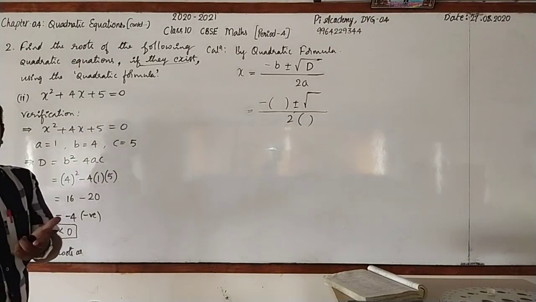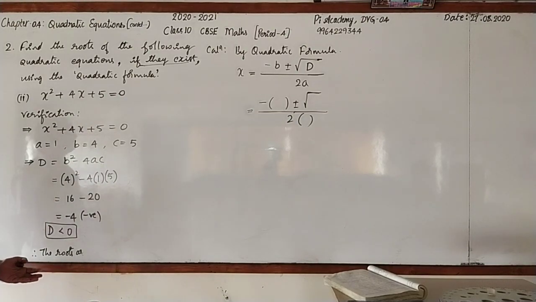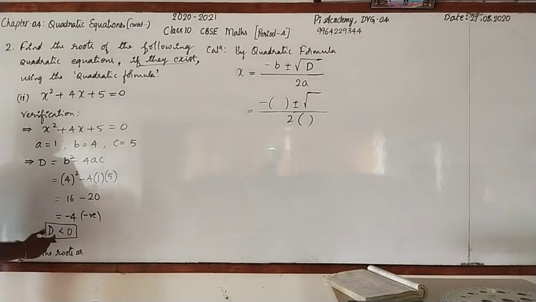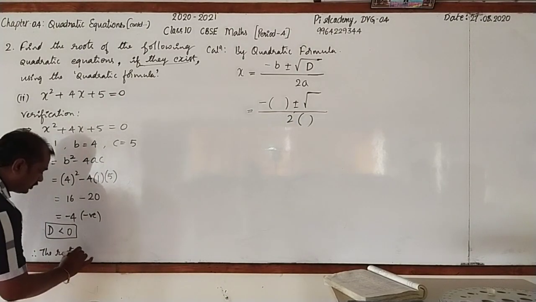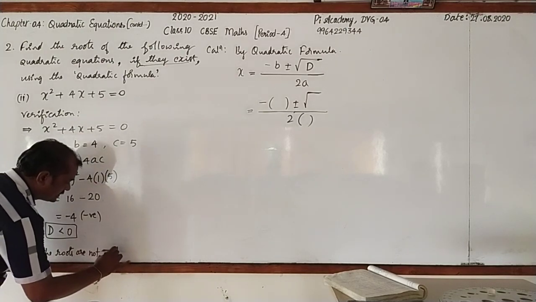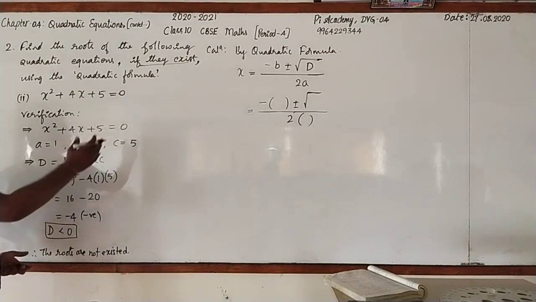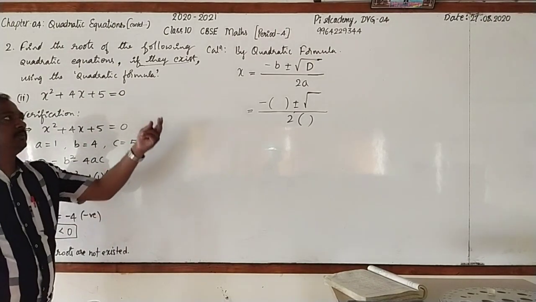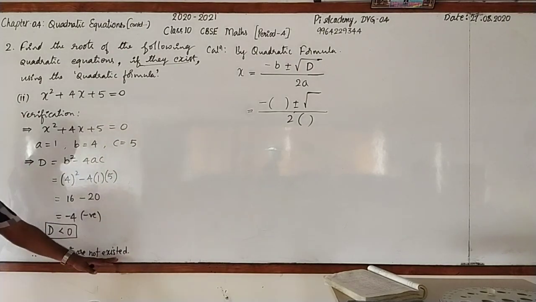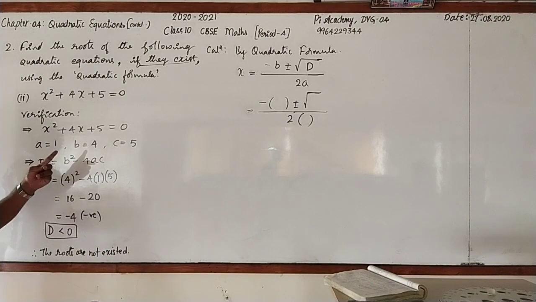If the discriminant value is negative or less than 0, whether the roots are existent? Impossible. So, what you can write? Therefore, the roots are not existent. Clear? Yes. Then no need to go for finding it by using quadratic formula. Just you can write up to here only. Now I will go for taking one more example.